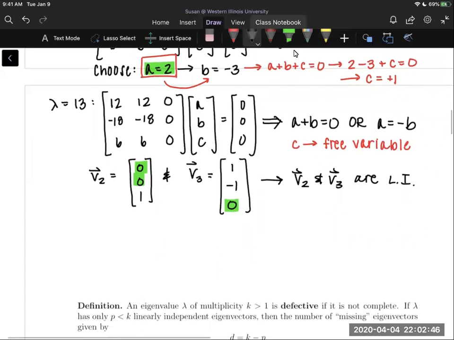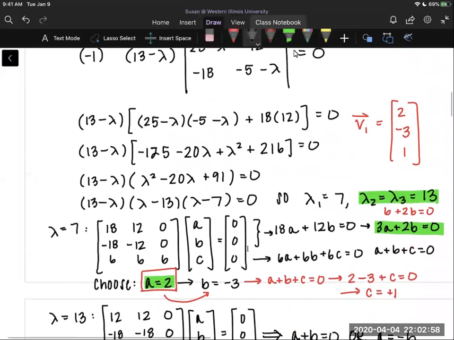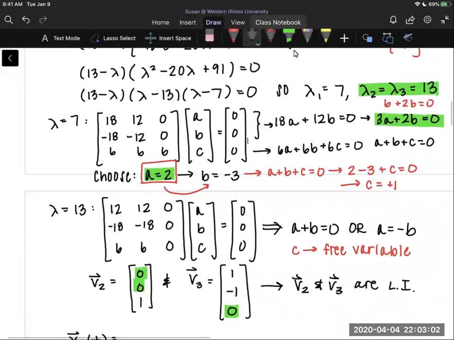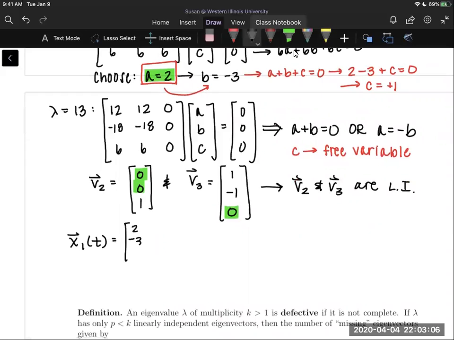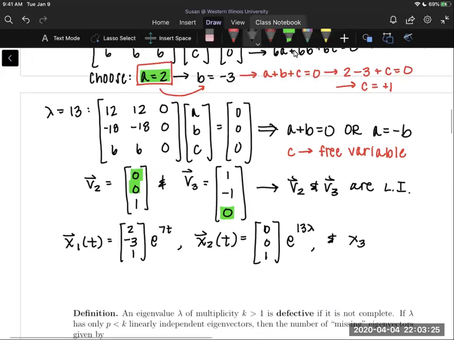All right, so at this point, I can now write out my solutions. So my individual solutions are the following. For x1, my eigenvector was 2, -3, 1, and that had an eigenvalue of 7. And then for x2, I had 0, 0, 1, e to the 13t. And finally, my third solution was 1, -1, 0, also with 13. Oh shoot, I wrote lambda and I meant to write t here, so let's fix that. There we go. All right, so these are our 3 solutions.